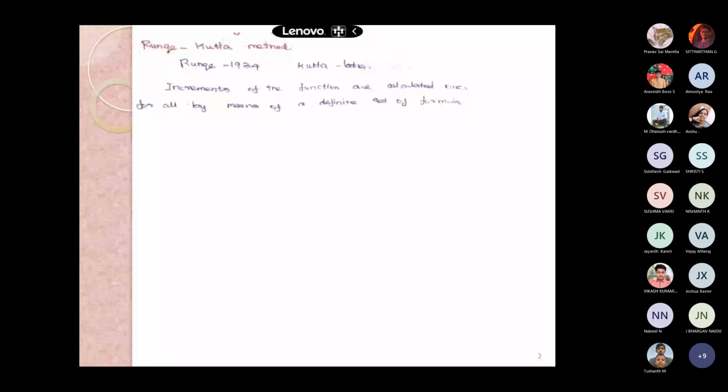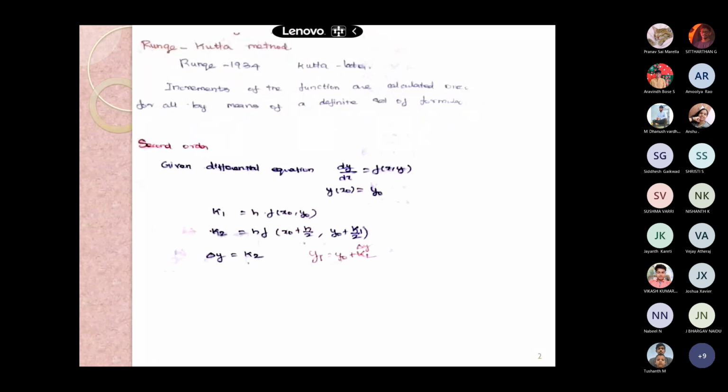That is the Runge-Kutta method. This is what in 1934 Runge introduced the method, and later it was improved by Kutta. Increments of the functions are calculated by means of a definite set of formulae. And this is for finding the results of second order.